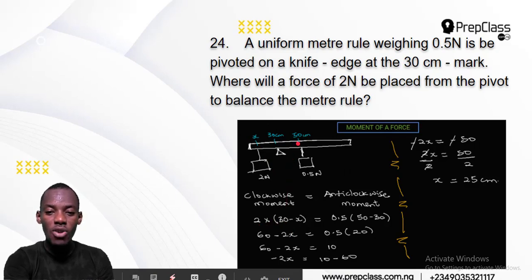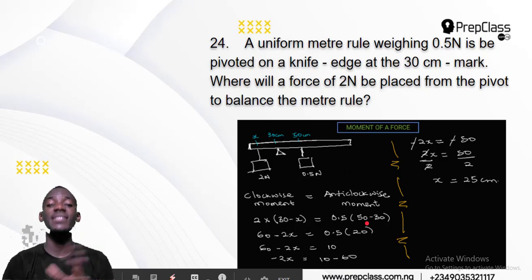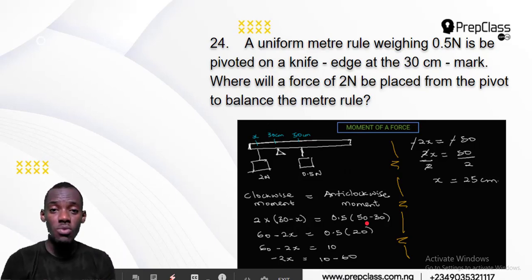Now the second side, the force is 0.5 and the distance is 30 minus 5... 5 minus 30. So it is all about force and distance. That's all that moment is about when you want to calculate it. So you have 2 times 30 is 60, 2 times x is 2x. Then the force is 0.5 times 20, which is 10. So I have here 60 minus 2x equals 10.